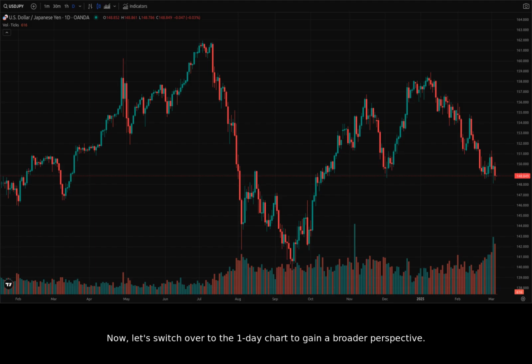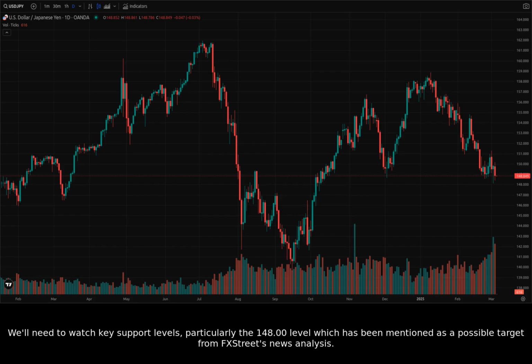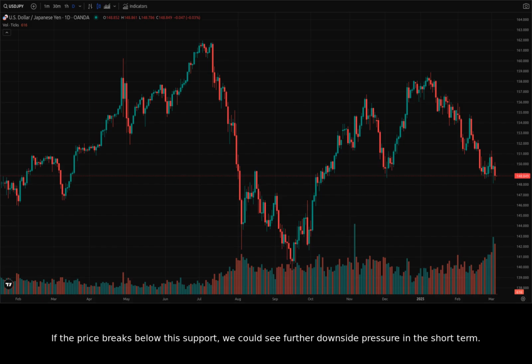Now, let's switch over to the one-day chart to gain a broader perspective. Looking at the daily chart, we can see the recent candles trending downwards, indicating a bearish momentum after some consolidation. We'll need to watch key support levels, particularly the 148.00 level, which has been mentioned as a possible target from FexStreet's news analysis. If the price breaks below this support, we could see further downside pressure in the short term.